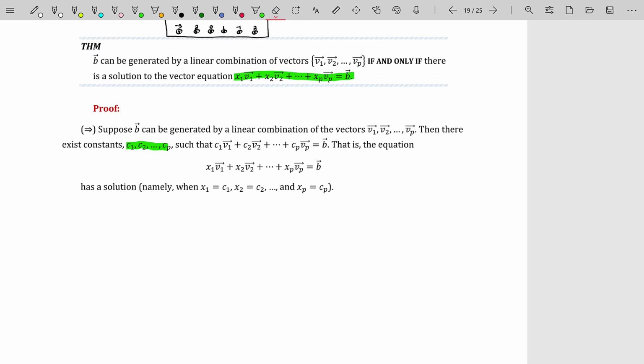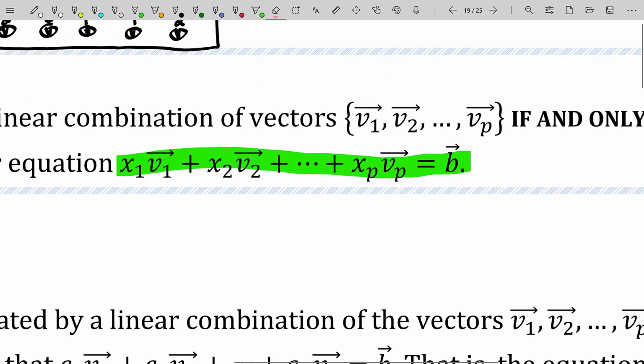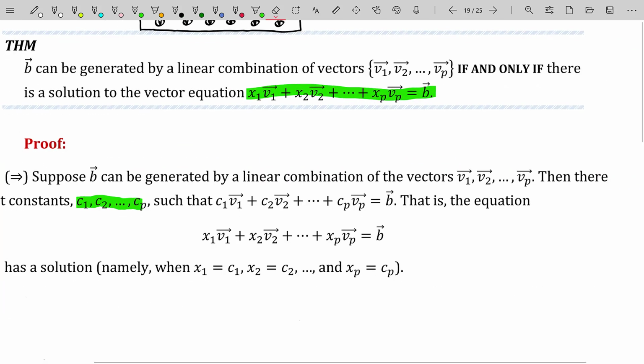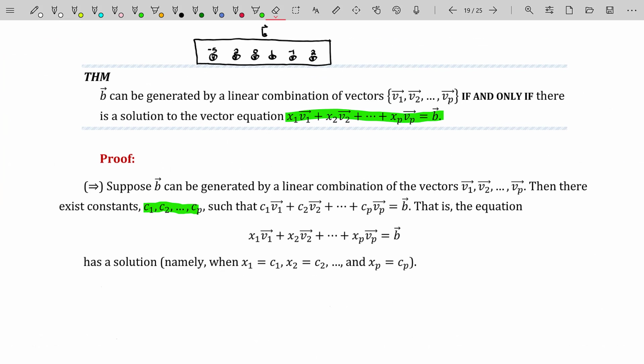Supposing that b can be generated by a linear combination of the vectors, we arrive at the fact that the equation x sub 1 v sub 1 all the way to x sub p v sub p equals b has a solution, because guess what? If b can be generated by a linear combination of those vectors, there have to be scalar weights that we can place upon those vectors that will solve that equation. That's the definition of a linear combination. Now we're going to go ahead and prove the other direction.